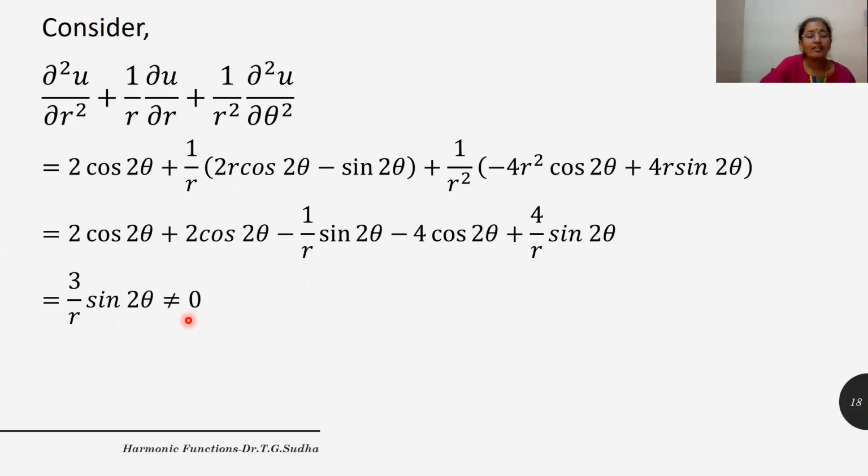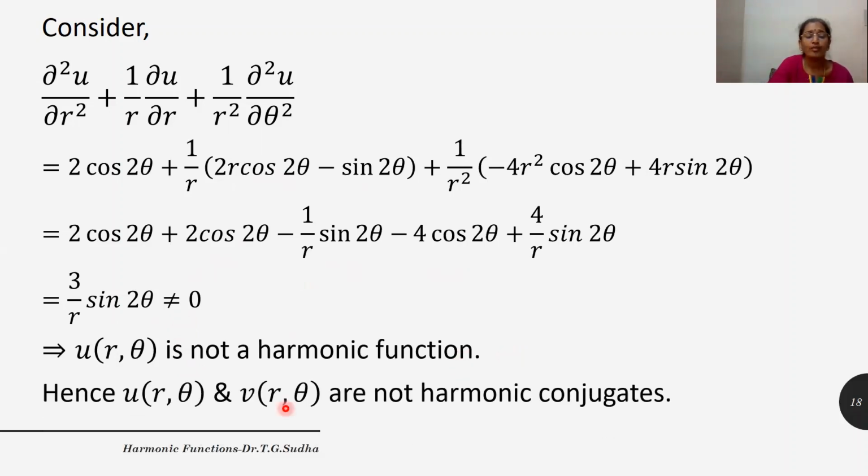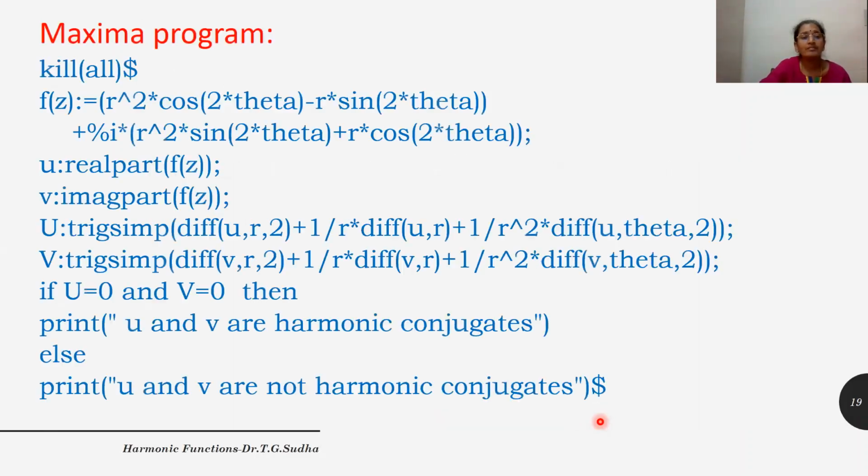Since the value of the Laplacian is not equal to 0, u is not a harmonic function. Since u is not a harmonic function, u and v don't become harmonic conjugates. Therefore, u and v are not harmonic conjugates. Let us see the Maxima program for this.